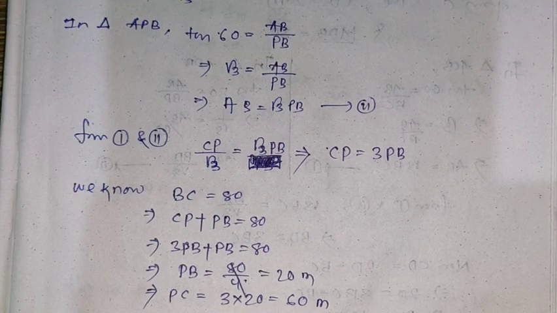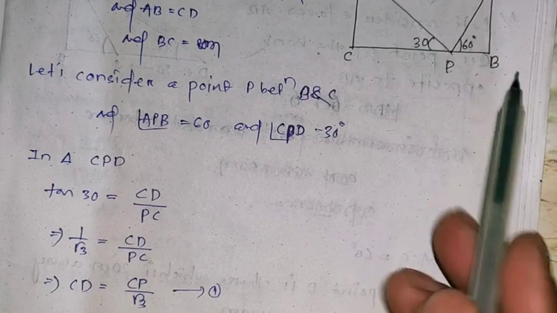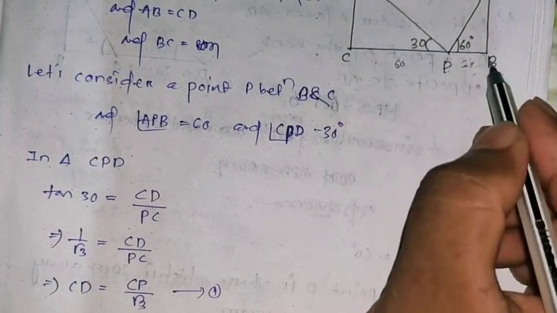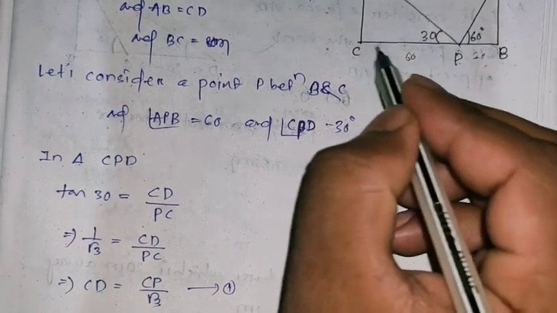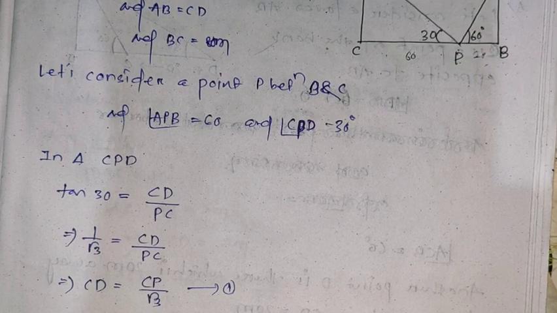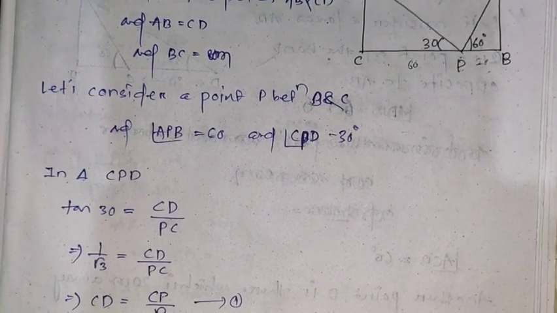Okay, so it is asked how far the distance is. So I can write that P is 20 meter away from B and P is 60 meter away from C, because this is 20 and this is 60. This is all about question number 10. Okay, let's go to the next question.